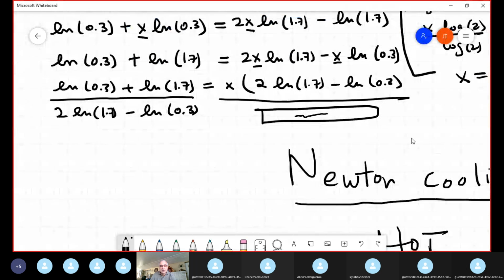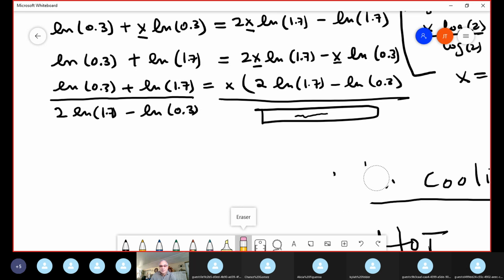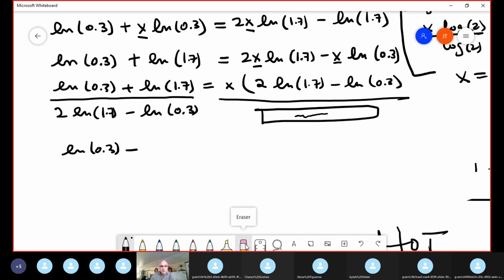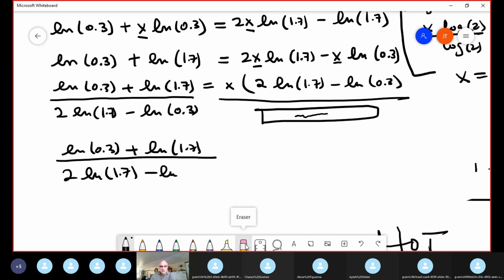Therefore, wow, this is another class. The erase is too hard in this. Okay, I try. Wow. Okay. Now, logarithm 0.3 plus logarithm 1.7 divided by 2 times logarithm 1.7 minus logarithm 0.3. This is the answer. This is the x value.